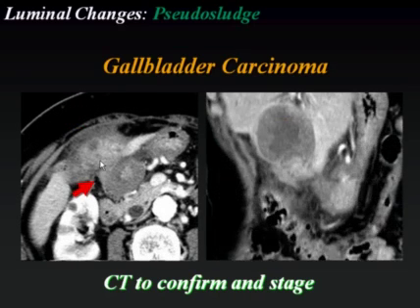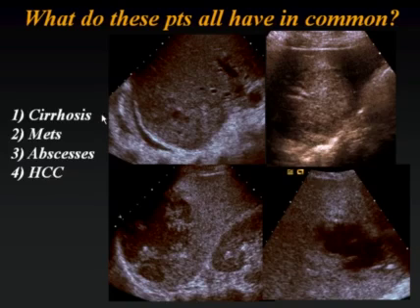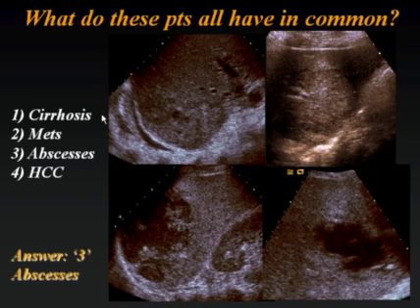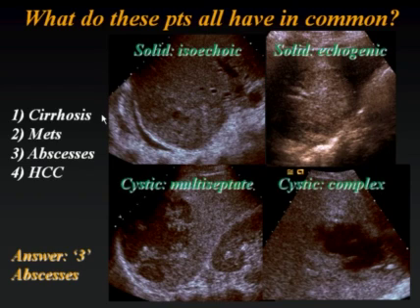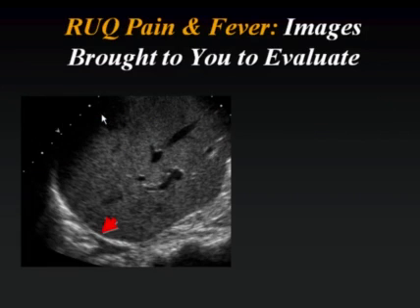The other thing that you need CT for is staging, and here we can see there's extension of the gallbladder cancer to the hepatic flexure. The final mimic that I want you to keep aware of are seen in these four patients. What do they have in common? All these patients have abscesses, and there's a very highly variable appearance: isoechoic, echogenic, multiseptated cystic. And so any focal liver lesion in the right demographic, focal right upper quadrant pain and abscess, is very important.